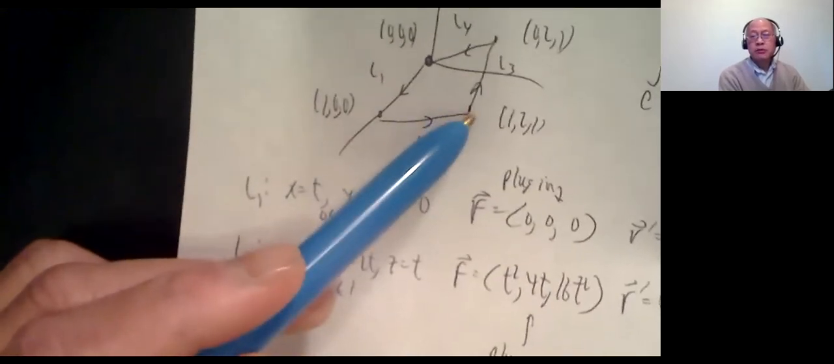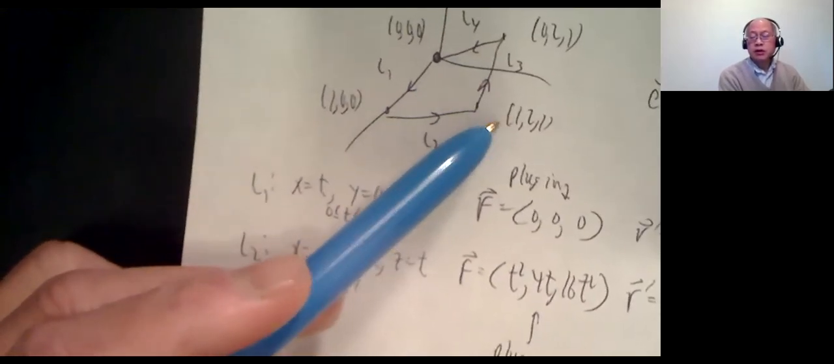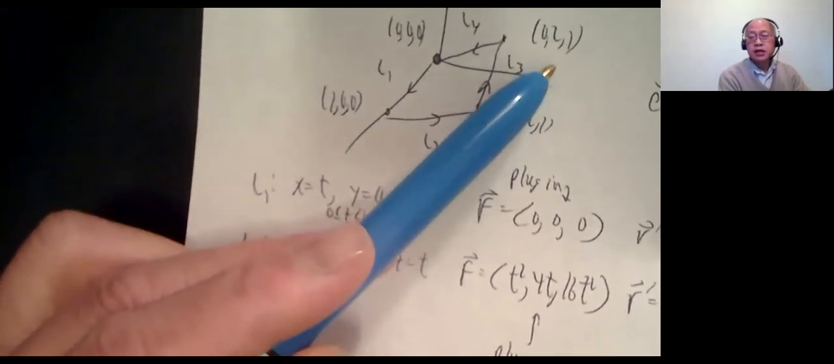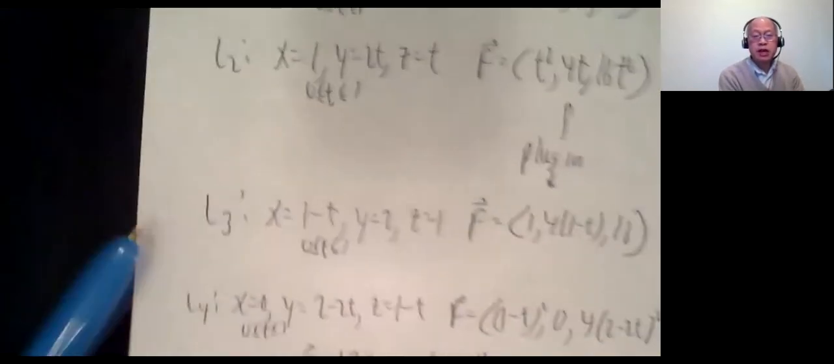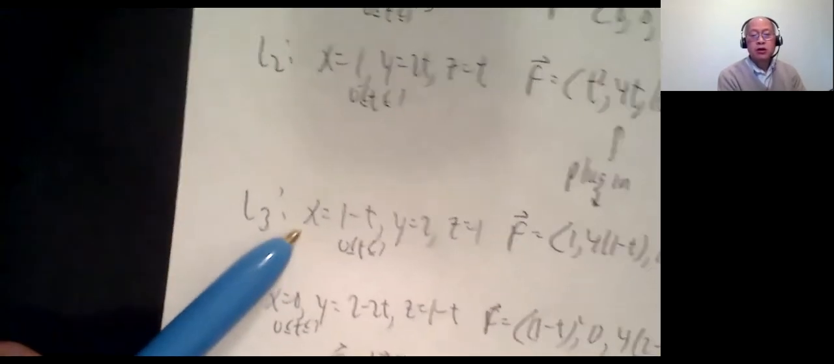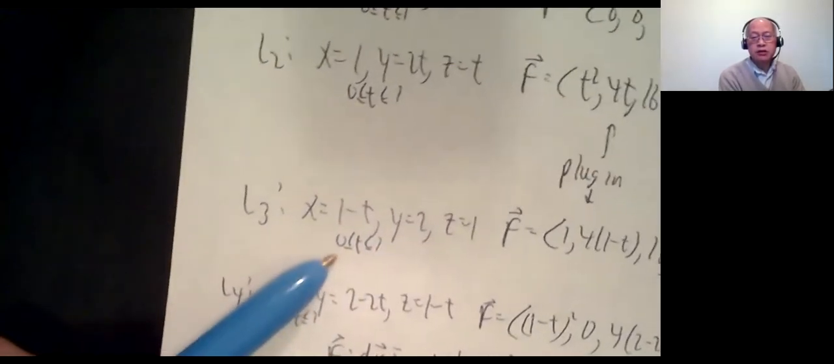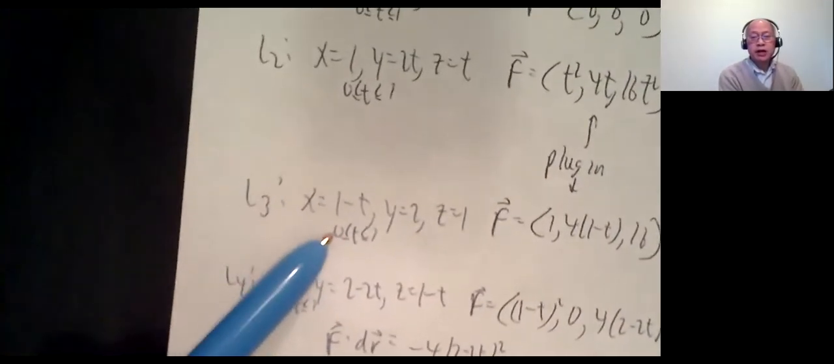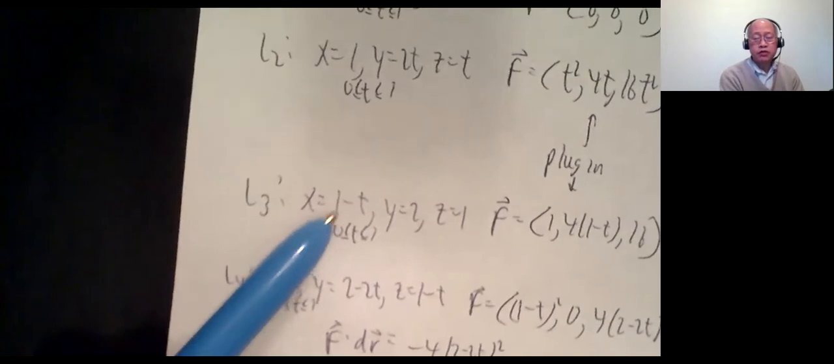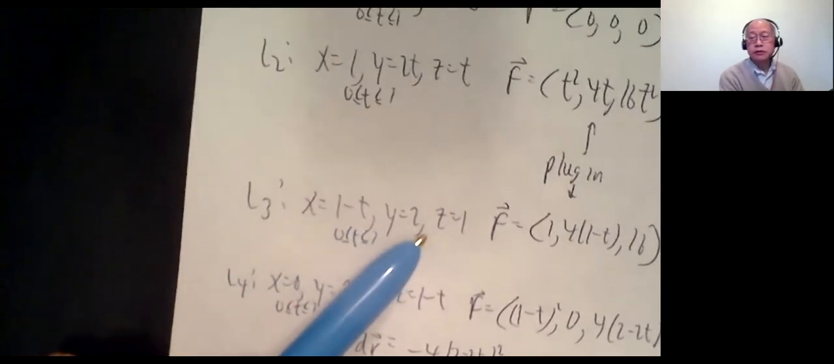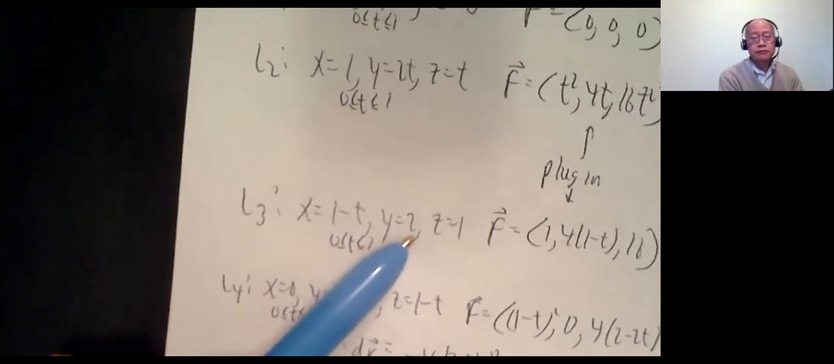Okay, L3, I'm going from (1, 2, 1) to (0, 2, 1). Y is constantly 2. Z is constantly 1. X goes from 1 to 0, and I have to be careful about that. Or I could say x equals 1 minus t, y equals 2, z equals 1, t goes from 0 to 1. If you stop and think about this, if you plug in 0, you get 1, and if you plug in 1, you get 0. I'm just describing the curves right now.